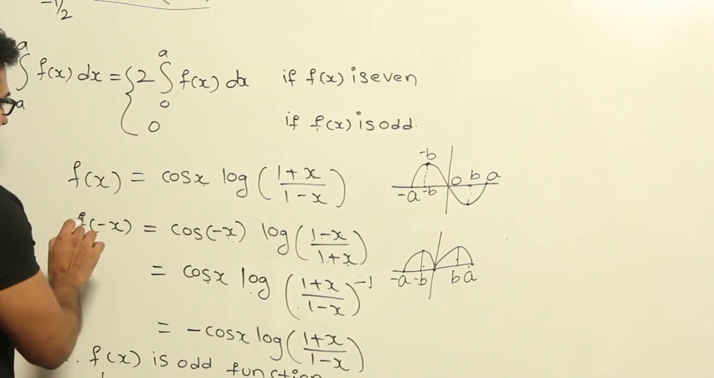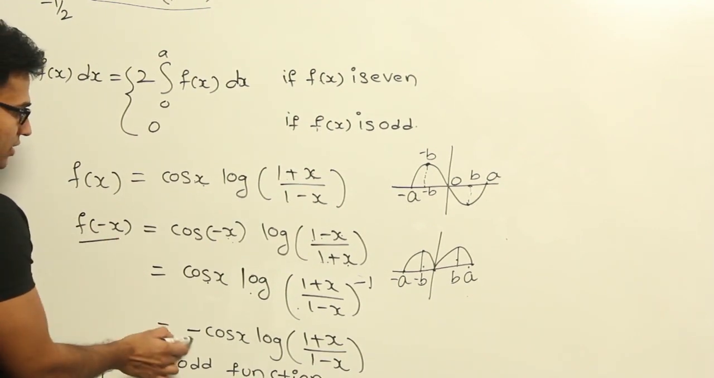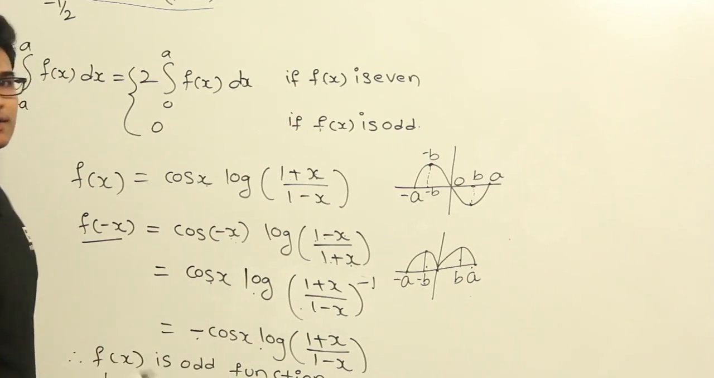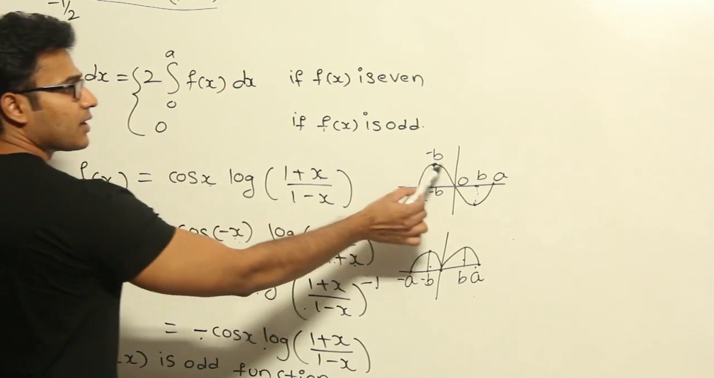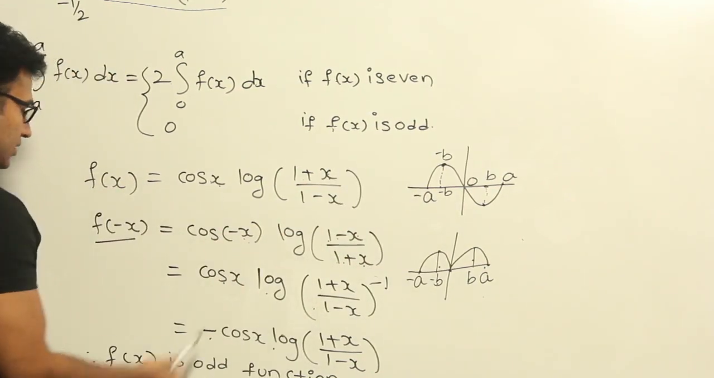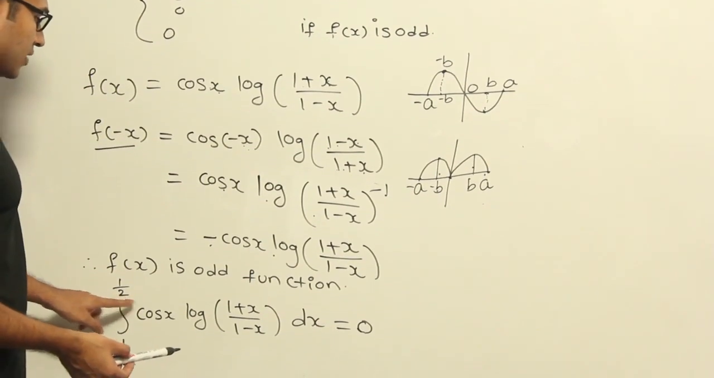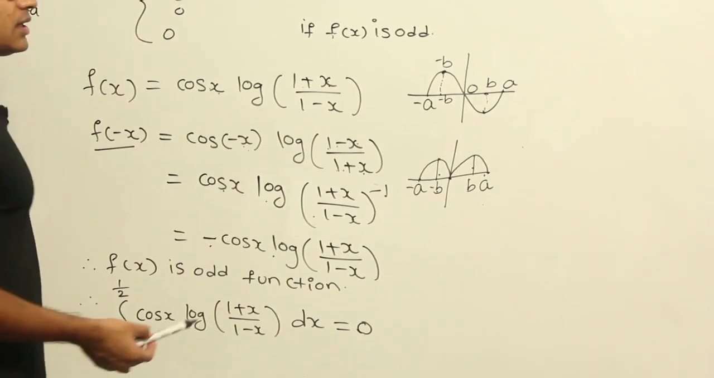Now if you observe it, f of minus x is now equal to minus f of x. So what does it mean? It is an odd function. So whenever the function is odd, which means the function is like this, we can say that the integral from minus 1 by 2 to 1 by 2 is going to be 0. Got it? Okay.